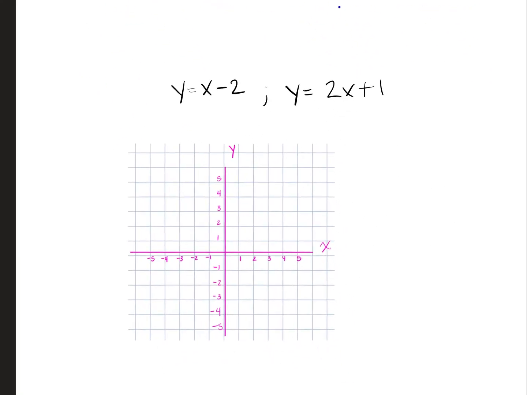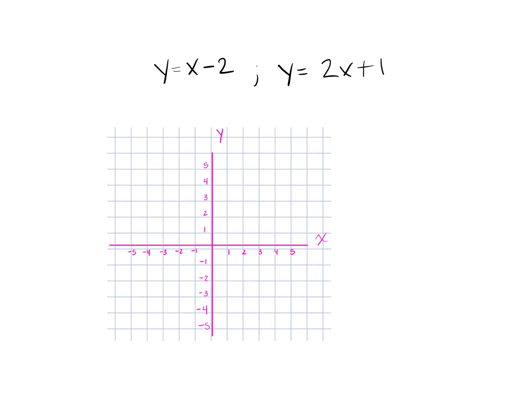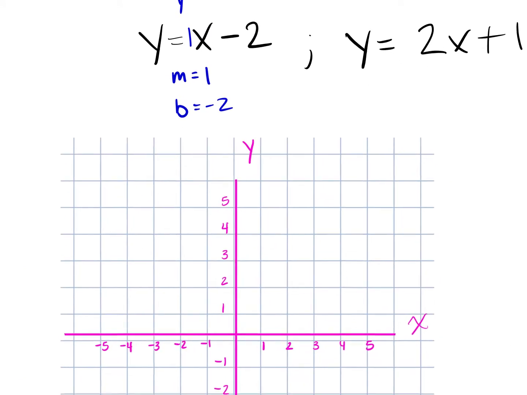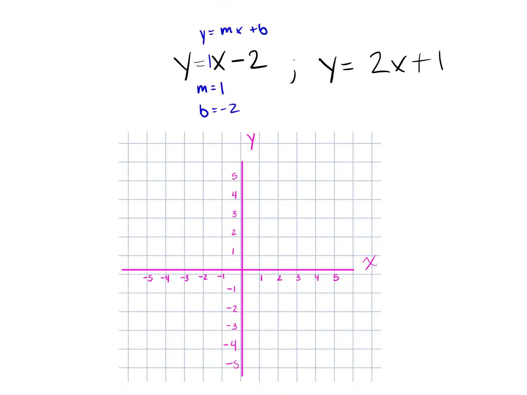All right. The next warm-up, we have to graph. So we have y is equal to x minus 2. So let's focus on graphing this one first. What is my slope here? 1. So remember, y equals mx plus b. If I don't have a coefficient in front of the x, that number would be 1. So my m is 1. So b is -2.